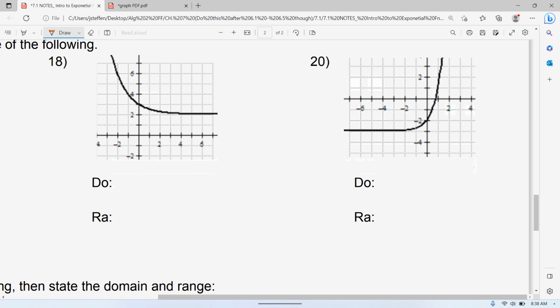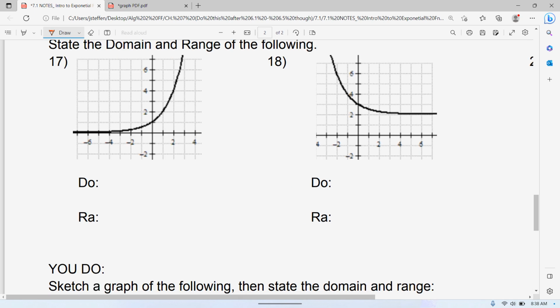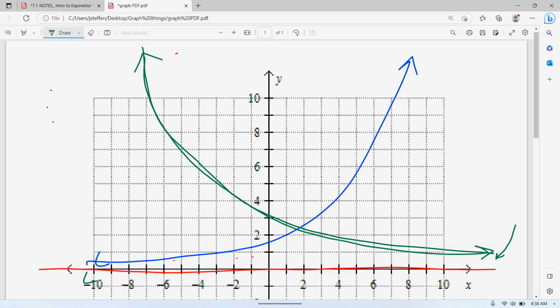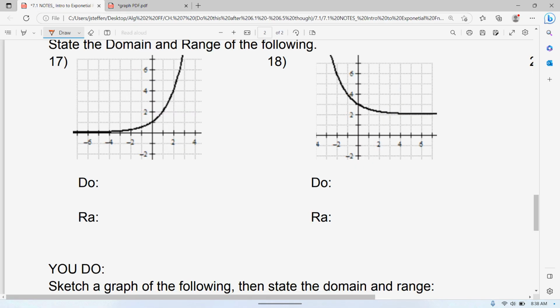So the last thing, well, there's a couple more things after this, but I'm going to do this, and then I'm going to have you guys do some problems on your own where you pretty much do everything in this lesson all in one problem. State the domain and range of the following. Now, this is what I was hinting at before when I was talking about this graph. You never cross this line. So that's a big distinction.